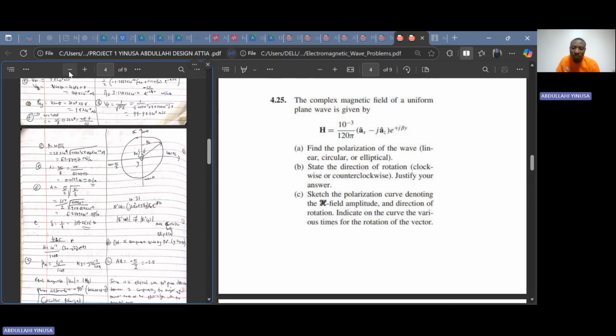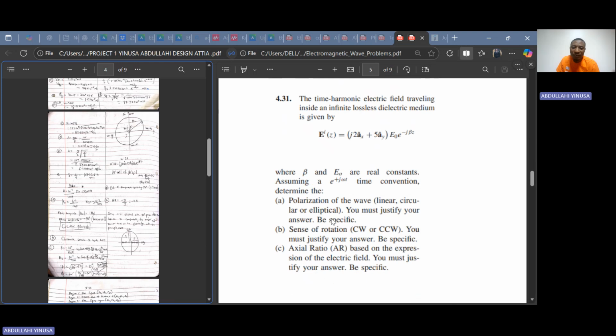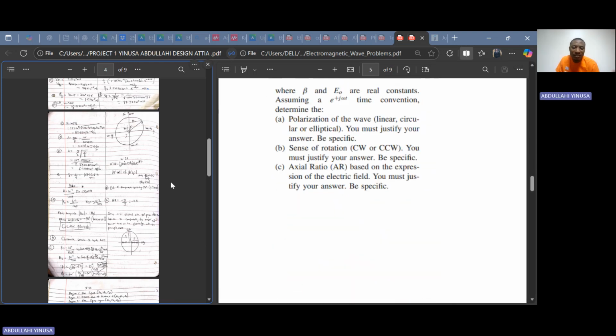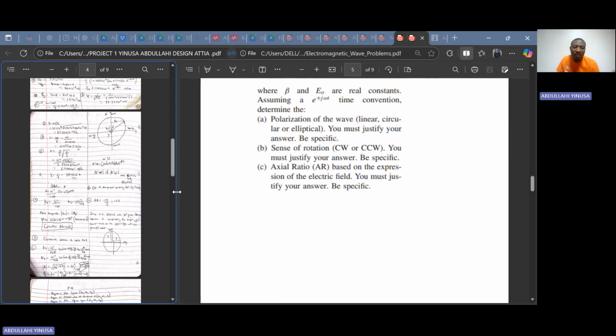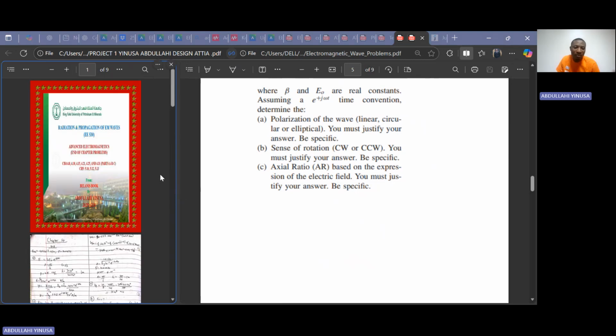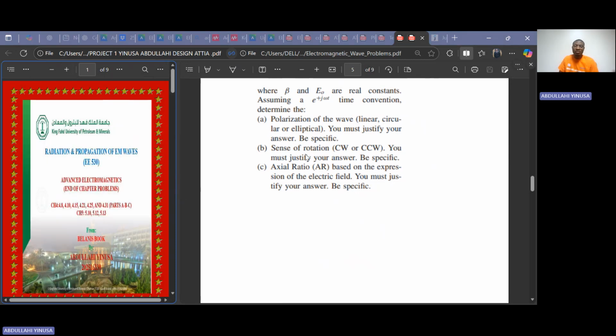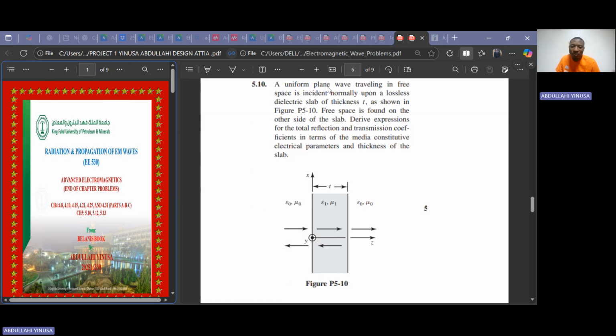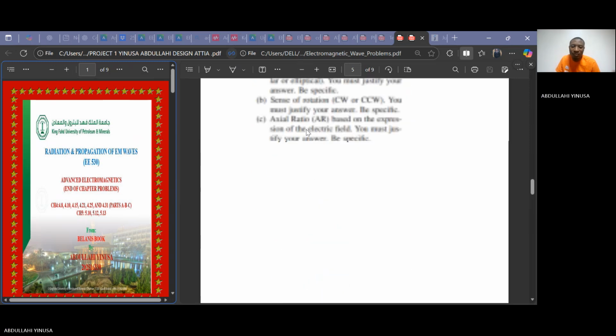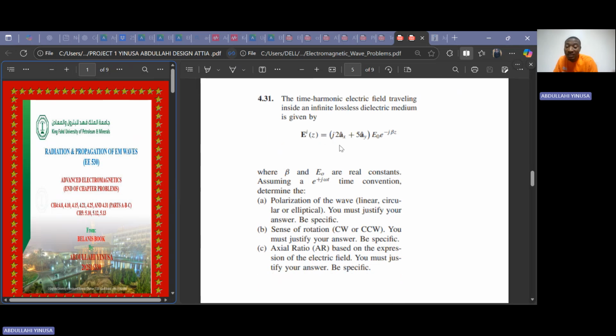Now moving forward to the next question, which is 4.31. Let's do it the same way so that it will be very fast. We just explain the procedure, and from there we can go back to the question. Okay, 4.31, they gave us E to be this value. Beta and E are constants, already known. Assume the e to the plus j omega t time convention. The polarization of the wave.